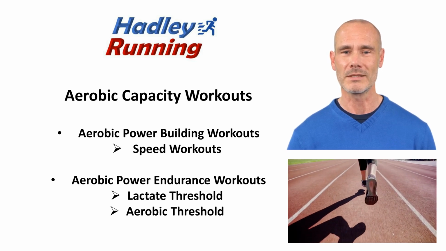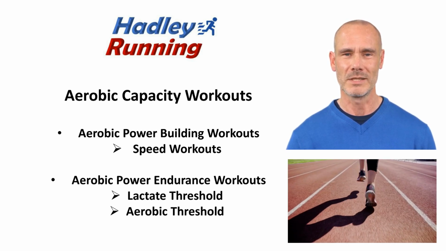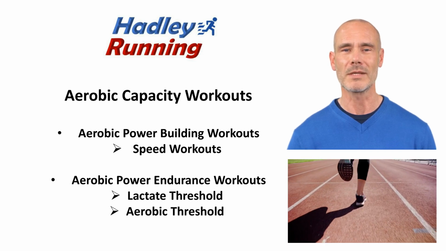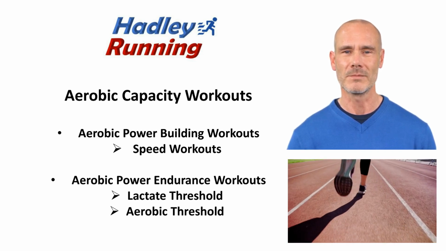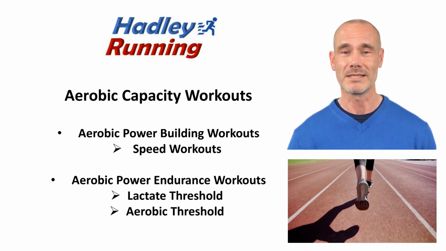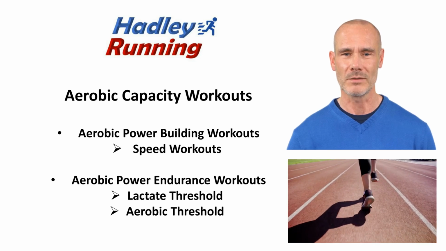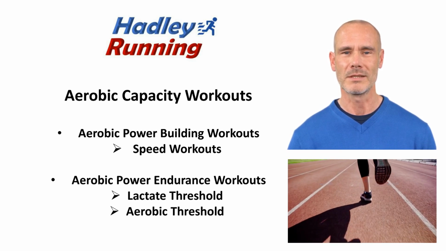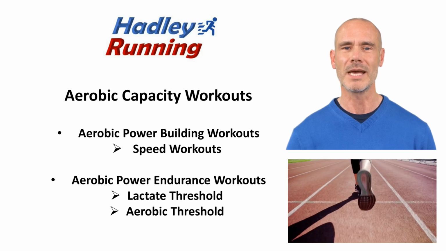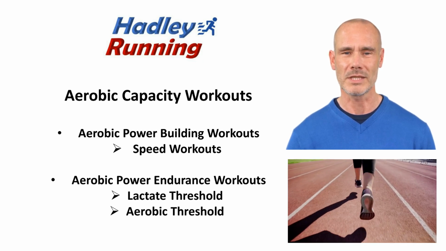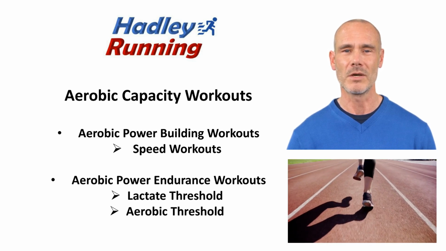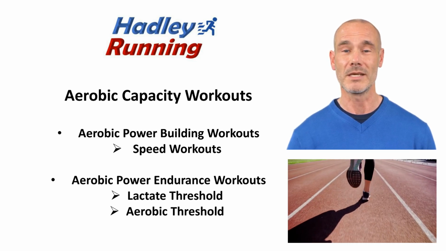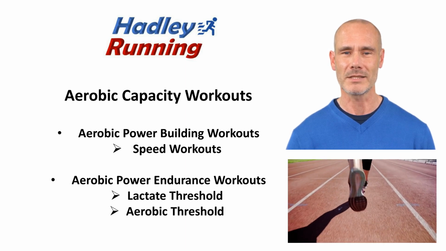Aerobic capacity workouts can be broken up into two subcategories: aerobic power building and aerobic power endurance. Aerobic power building workouts are workouts that we typically think of as speed work. These are repeats at shorter distances, between 200 meters and 1 mile, done at higher percentages, 93% plus, of our maximum heart rate. These workouts build our stride power and mechanics, and build our heart muscle and our ability to deliver oxygen-rich blood to the muscles, often referred to as VO2 max. These workouts also improve our body's ability to operate effectively in an increased lactate environment.